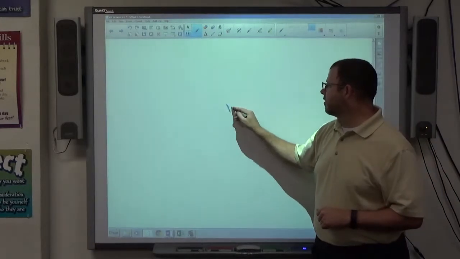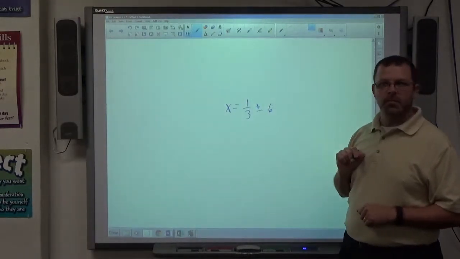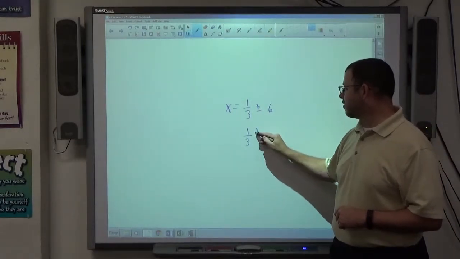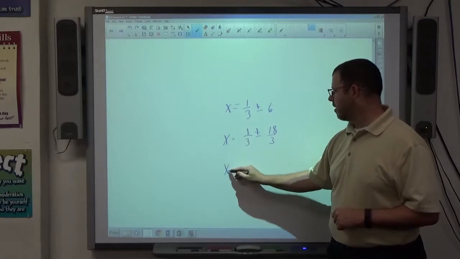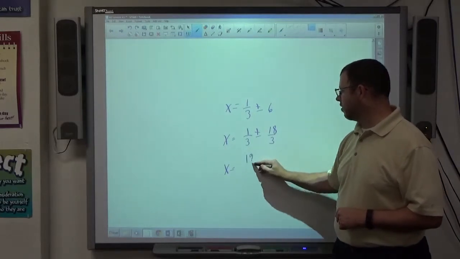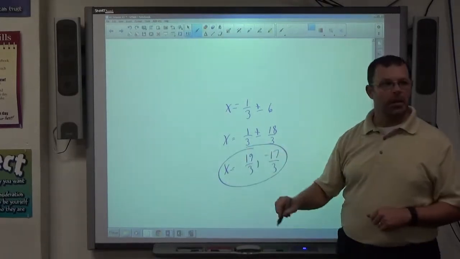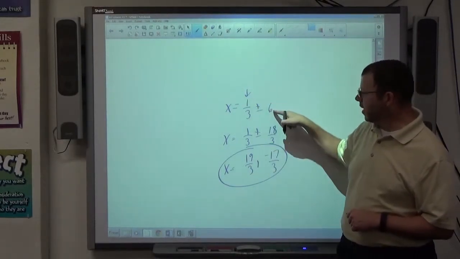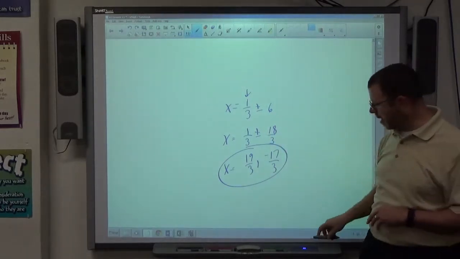You end up, let's say, with x equals 1/3 plus or minus 6. Okay, that's 1/3 plus or minus 18/3. 1 plus 18 is 19 over 3. 1 minus 18 is negative 17 over 3. Okay, so if you get a fraction plus an integer, change the integer to a fraction, get a common denominator, and add and subtract based on the common denominators.